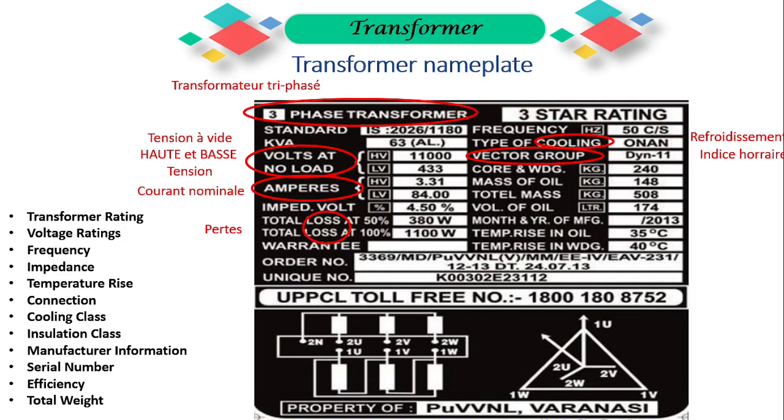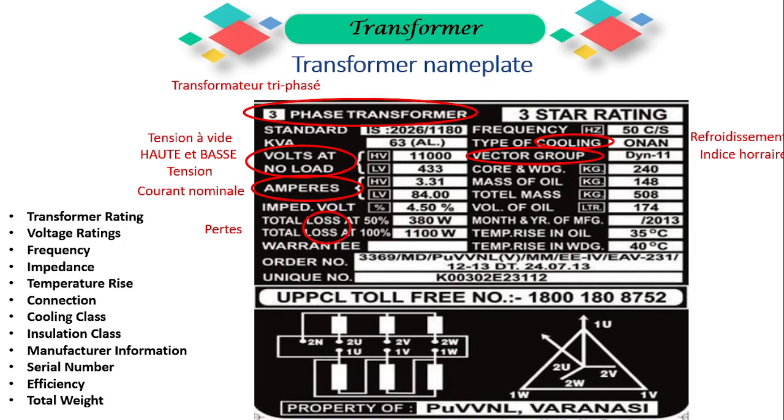Manufacturer information. Details about the manufacturer, essential for warranty, maintenance, and service. Serial number. A unique identifier for tracking and identification. Efficiency. Some nameplates may provide efficiency information at different load levels. Total weight. Weight information for transportation and installation considerations.